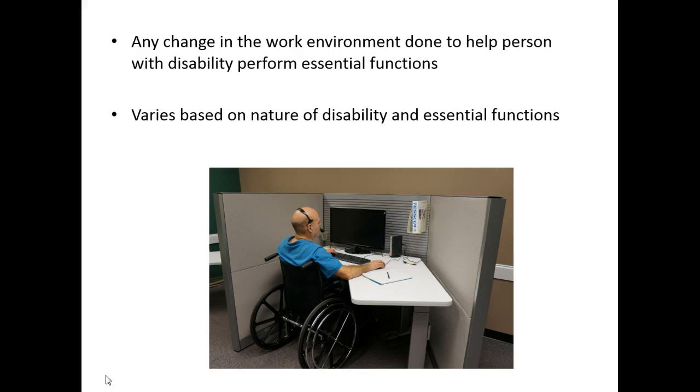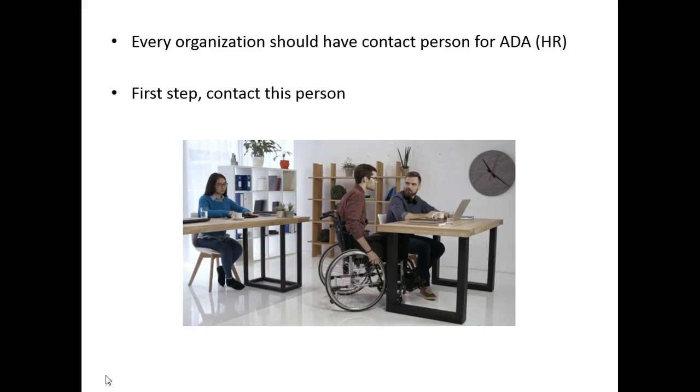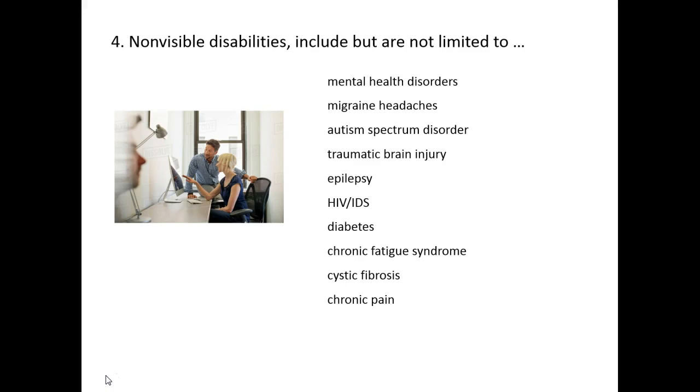Now, what these accommodations are varies with each individual based on the nature of the disability and the essential functions of the job. Every organization should have a contact person for ADA. If working for a larger organization, the first step in seeking an ADA accommodation is to contact the HR office. Now, some disabilities are non-visible. These include, but are not limited to, any of these.